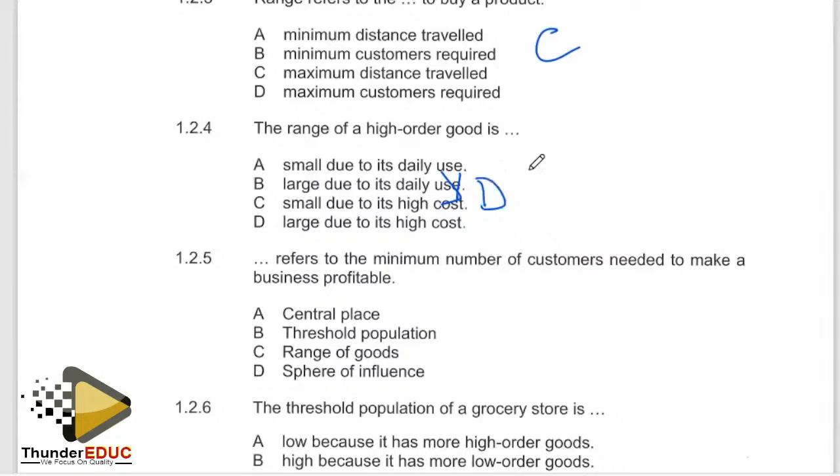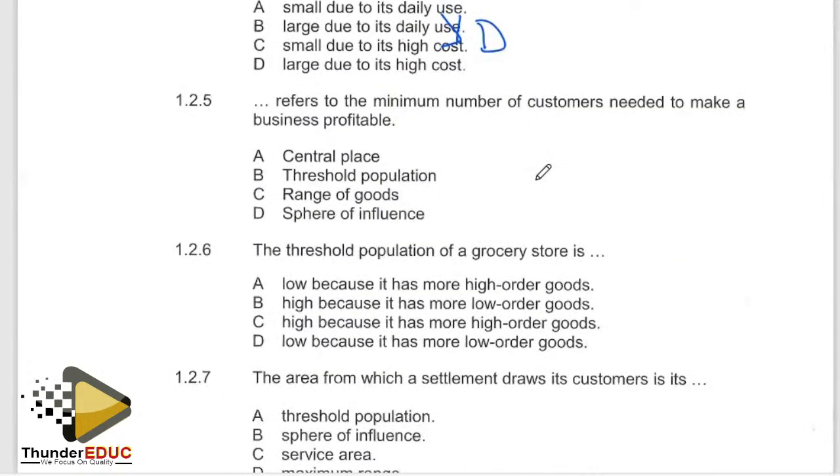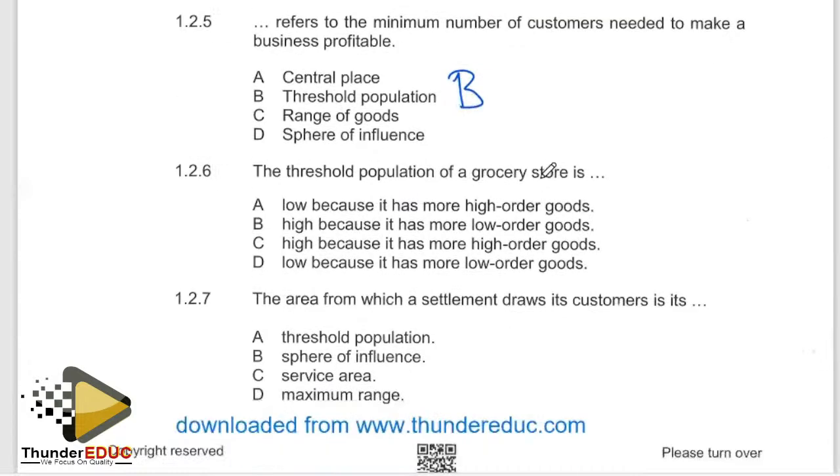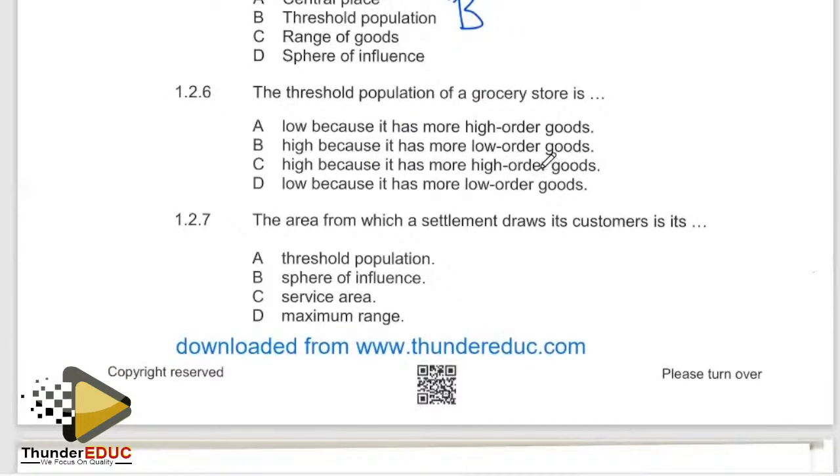Okay, then we continue. Refers to the minimum number of customers needed to make a business profitable. Obviously, that is a B, threshold population. The threshold population of a grocery store, you know that we buy things on a daily basis, is high. But why? Because it's more low order goods. So they will take our B.